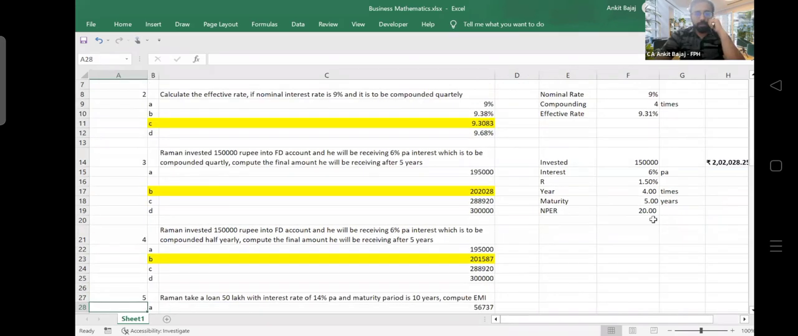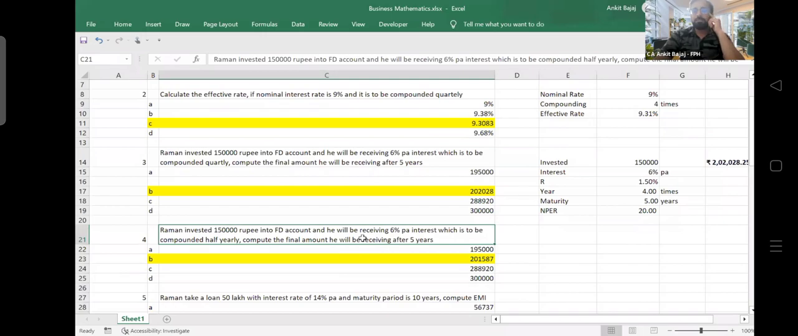This is going to be the next question. Raman invested 1,50,000 into the FD account and he will be getting 6% interest per annum, which is to be compounded half yearly, right? Compute the final amount he will be receiving after 5 years. Now there is a difference in the question.